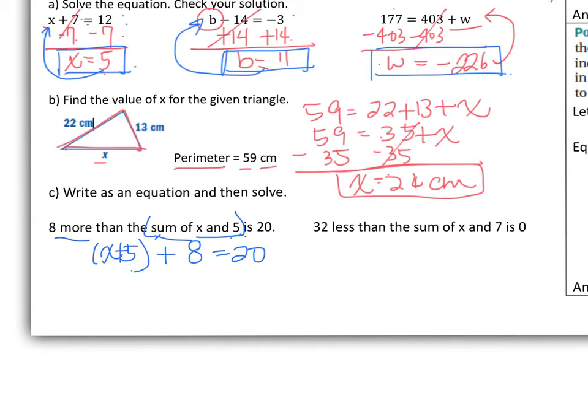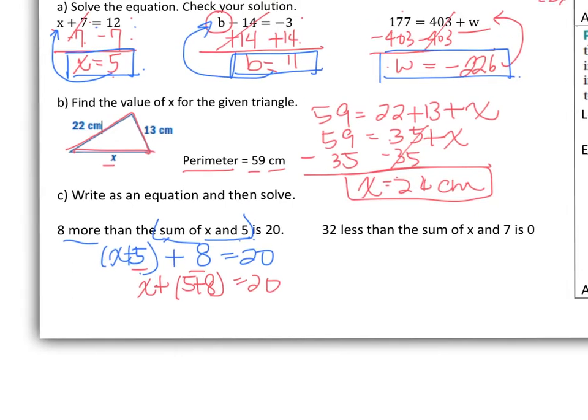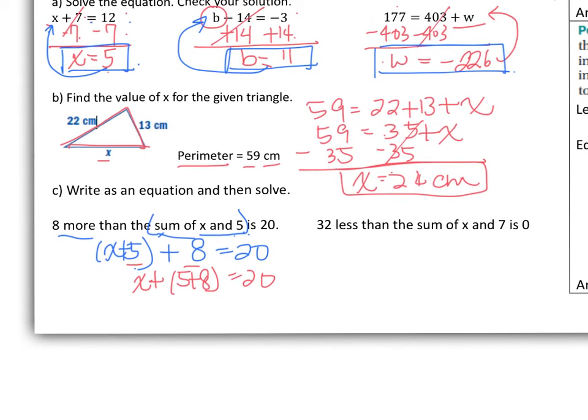Well, in this case, we can use the associative property and regroup 5 and 8 together. So to simplify this, x plus 13 equals 20. And then x would equal 7.